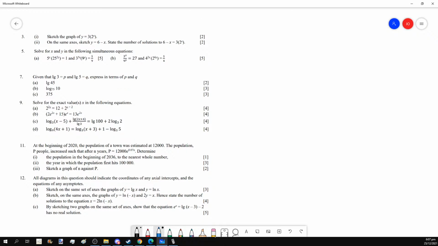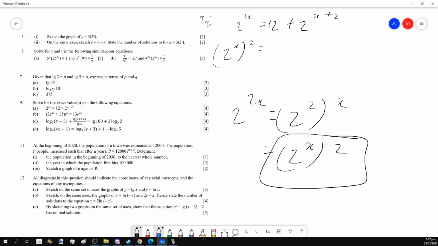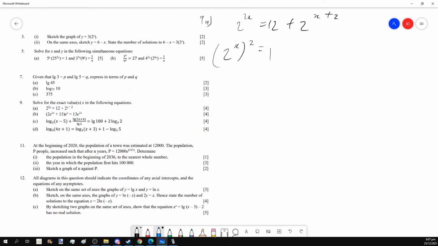So let's take a look at 9a. 9a tells us 2 to the power of 2x equals 12 plus 2 to the power of x plus 2. In this case, what I will do is rearrange the indices. 2 to the power of 2x is equal to 2 to the power of 2, raised to the power of x, which is equal to 2 to the power of x, raised to the power of 2. I will use this form. As for the right hand side, I will have 12 plus 2 to the power of x, and because it's plus 2, I will multiply by 2 to the power of 2. Clearly, this will simply be multiplication by 4.